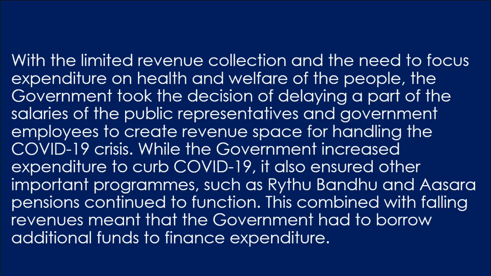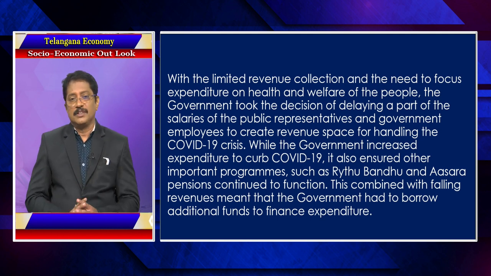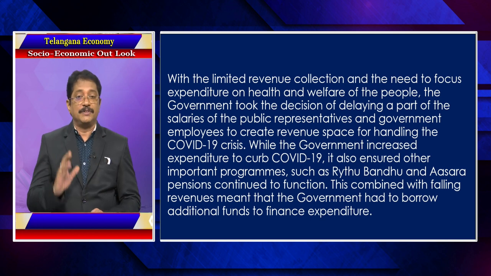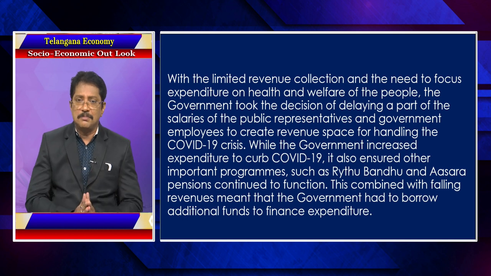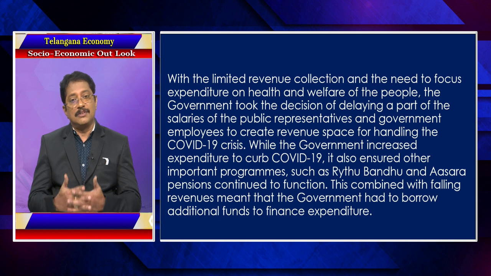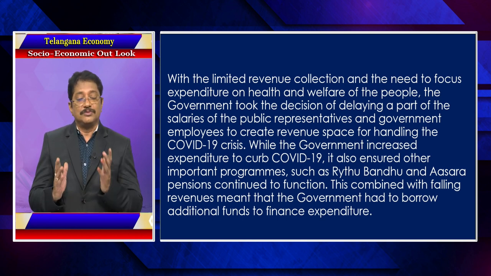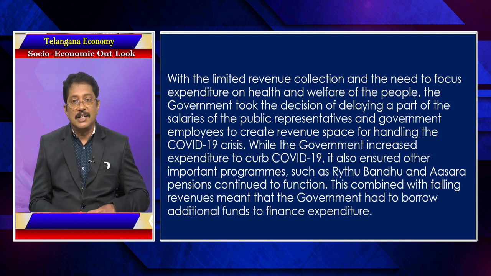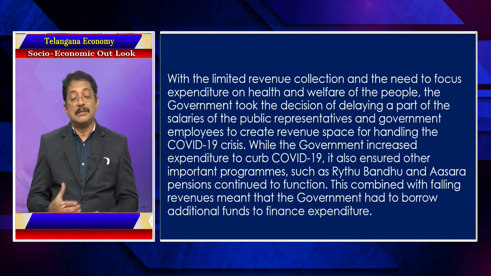While the government increased the expenditure to curb COVID-19, it also ensured other important programs such as Rythu Bandhu and Asara pensions continued to function. There is no disturbance, no delay in giving these, especially the two schemes, Rythu Bandhu and Asara pensions. They continued without any kind of interruption. This, combined with falling revenue, meant that the government had to borrow additional funds to finance expenditure. Because there is no interruption for Rythu Bandhu and Asara, and of course nearly 5,268 crores is sanctioned for health and hygiene programs, there is a force on the government to borrow additional funds to meet the financial expenditure.